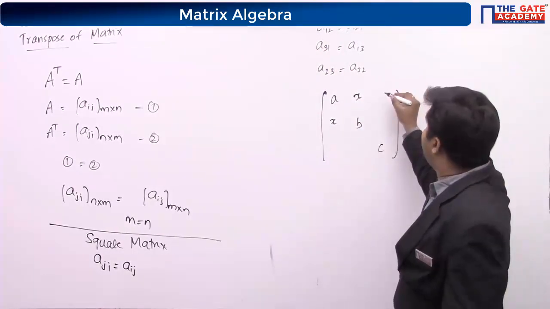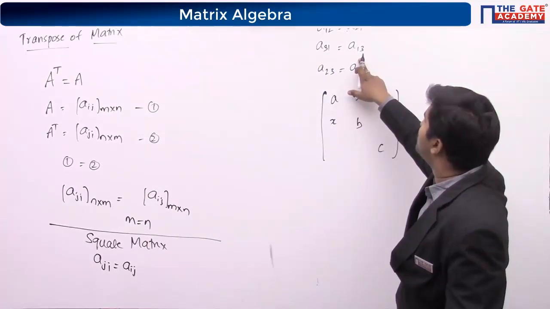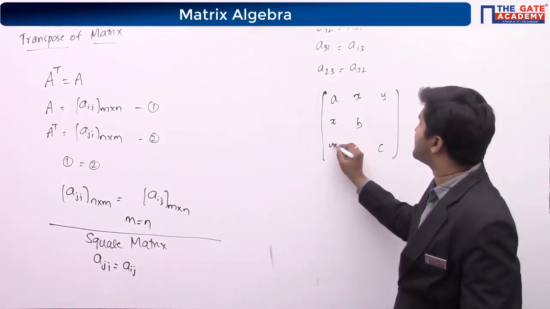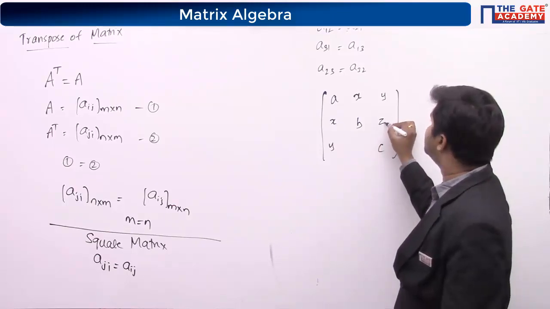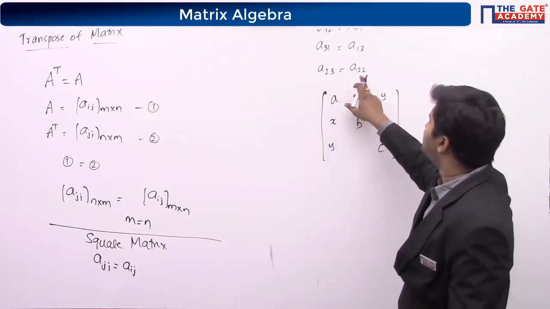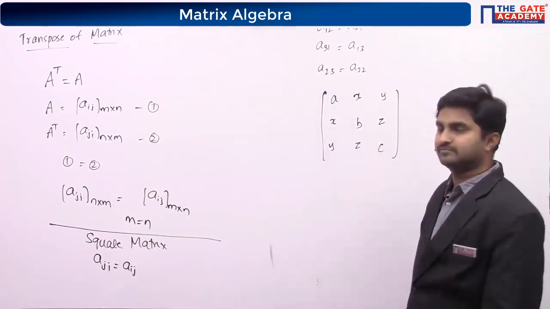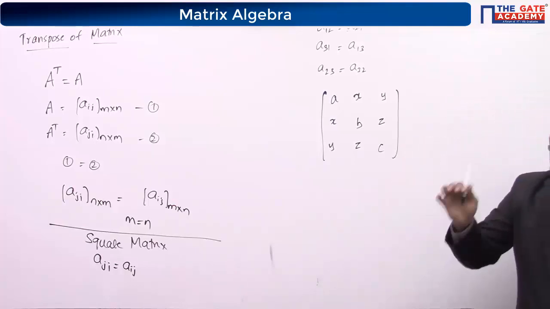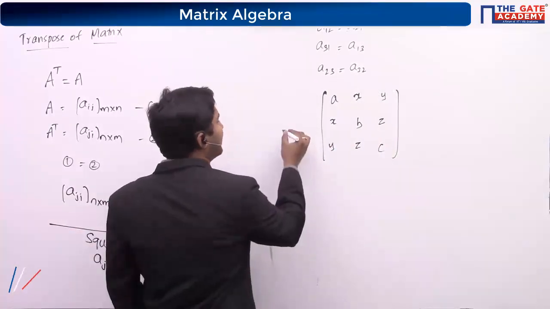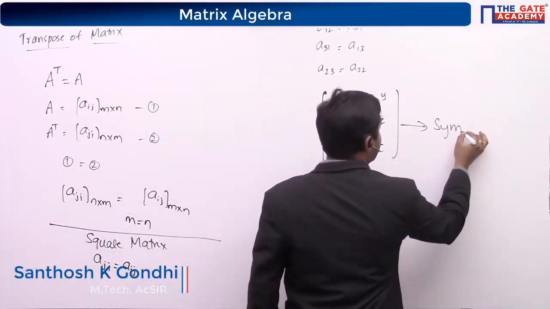Similarly, if I have an element y here, which is nothing but A13, the first row and third column, then the third row and first column should also be the same element. If I have z here, which is second row, third column, then third row, second column should also be the same number. So this matrix automatically satisfies the symmetric matrix. Whenever you are having a matrix like this, it's a symmetric matrix.